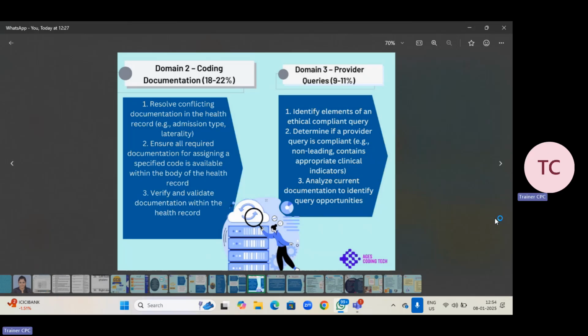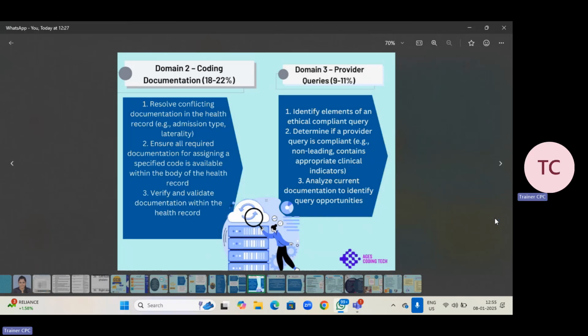If the documentation is incomplete or not clear, or if there is a problem with the staging or laterality, then you can query the provider. For example, whether the patient is having this problem during admission or not, and what stage the patient is having. This is what querying is. If something is unclear, you are going to query the physician, because if it is not clear, we will not code on our assumption.